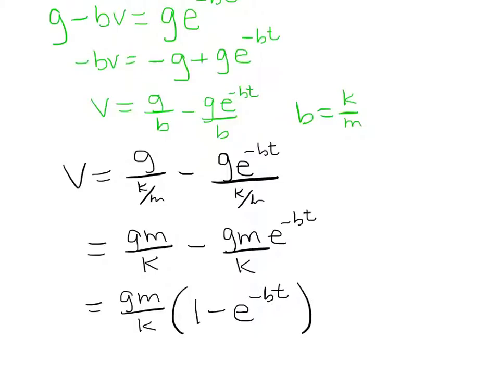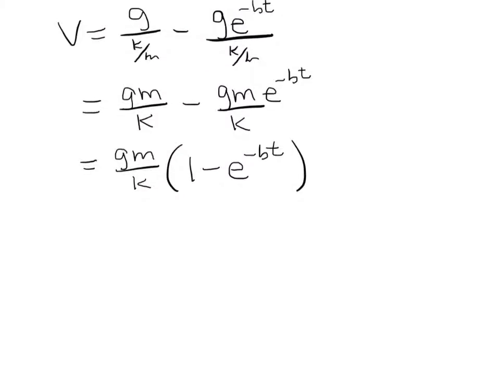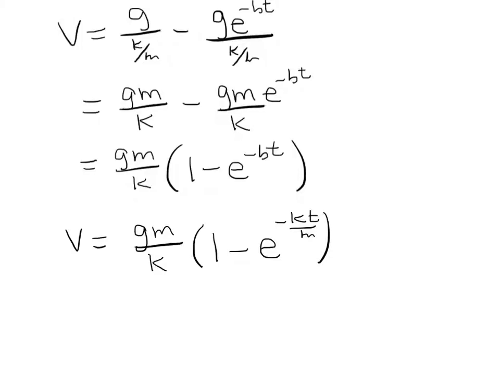Oops, I'm sorry, I forgot to plug in the k over m into our exponent here, so we'll do one more step. That gives v equal to gm divided by k times 1 minus e to the negative kt divided by m. And that's the equation for our velocity.